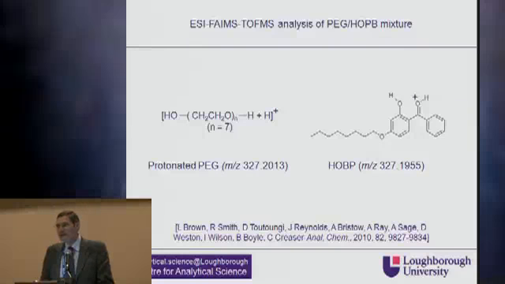If you put these together, these are not actually isobaric, but the masses are very close indeed: 327.2013 for the N7 oligomer of PEG, and 327.1955 for HOPB. You can separate these by mass spectrometry, but you do need a resolution in excess of 100,000. So you need a very high resolution device, way beyond the scope of the TOF instrument we're using here. So we're going to mix together 40 times as much PEG as HOPB, in the sort of ranges you would get in a formulation.